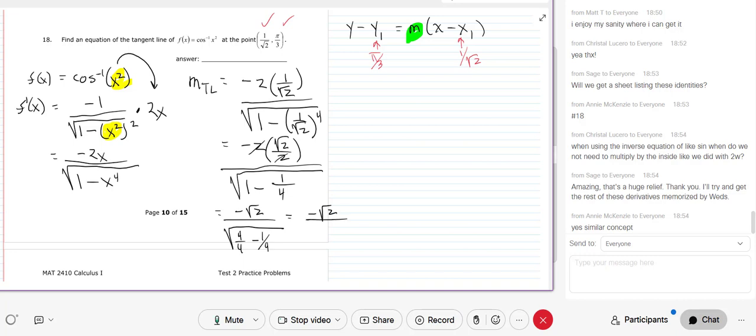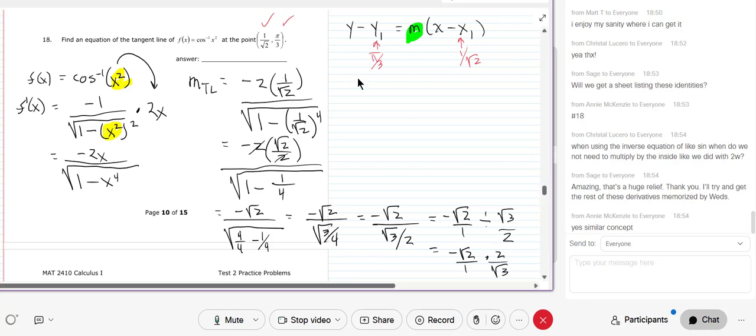And then the denominator is going to be the square root of 3/4. So you could write this as negative square root of 2 all over the square root of 3 over 2. You can do the square root of 4 and get that as 2. So this is a division problem, so it's really negative square root of 2 over 1 divided by square root of 3 over 2. I can invert and multiply, so I just have negative square root of 2 over 1 times 2 over square root of 3.